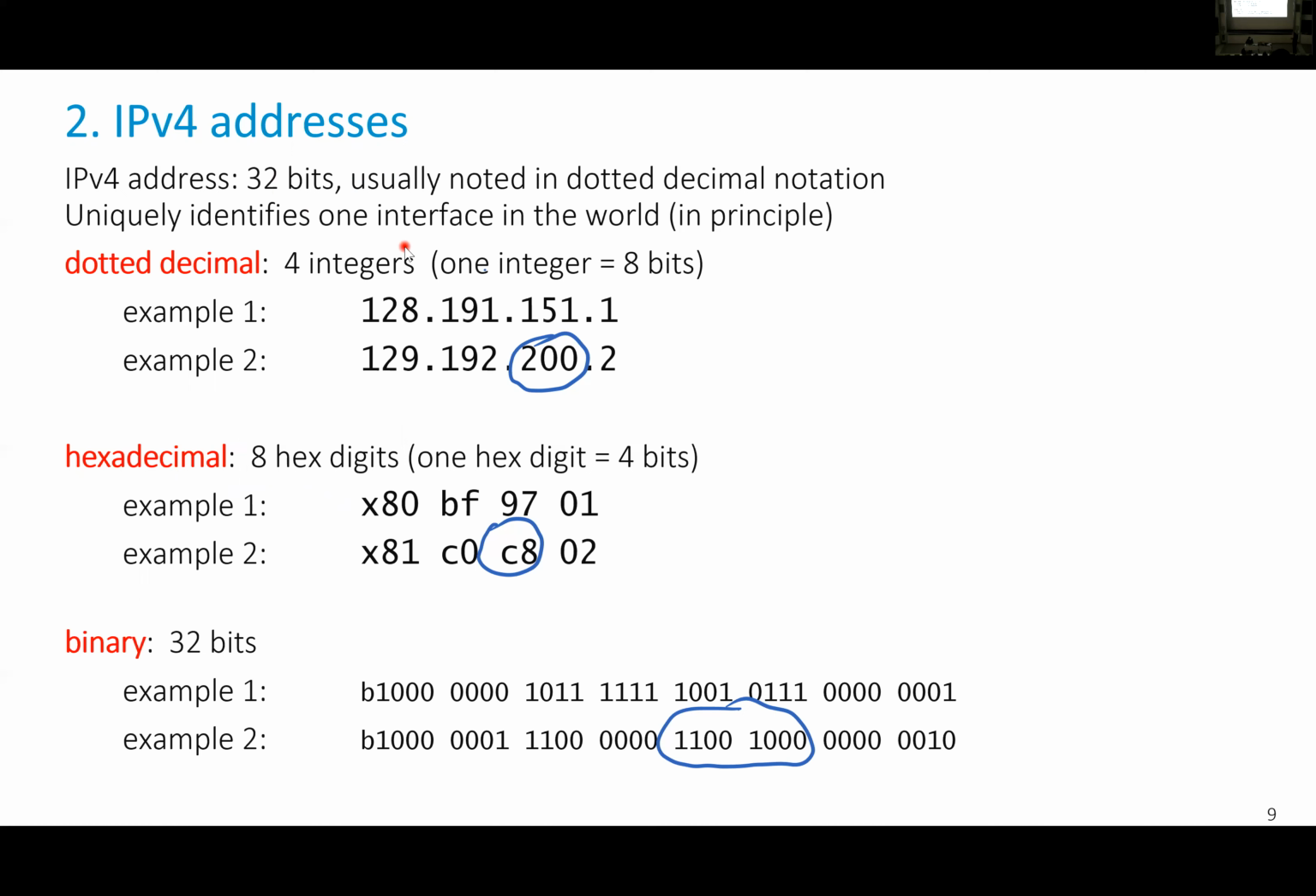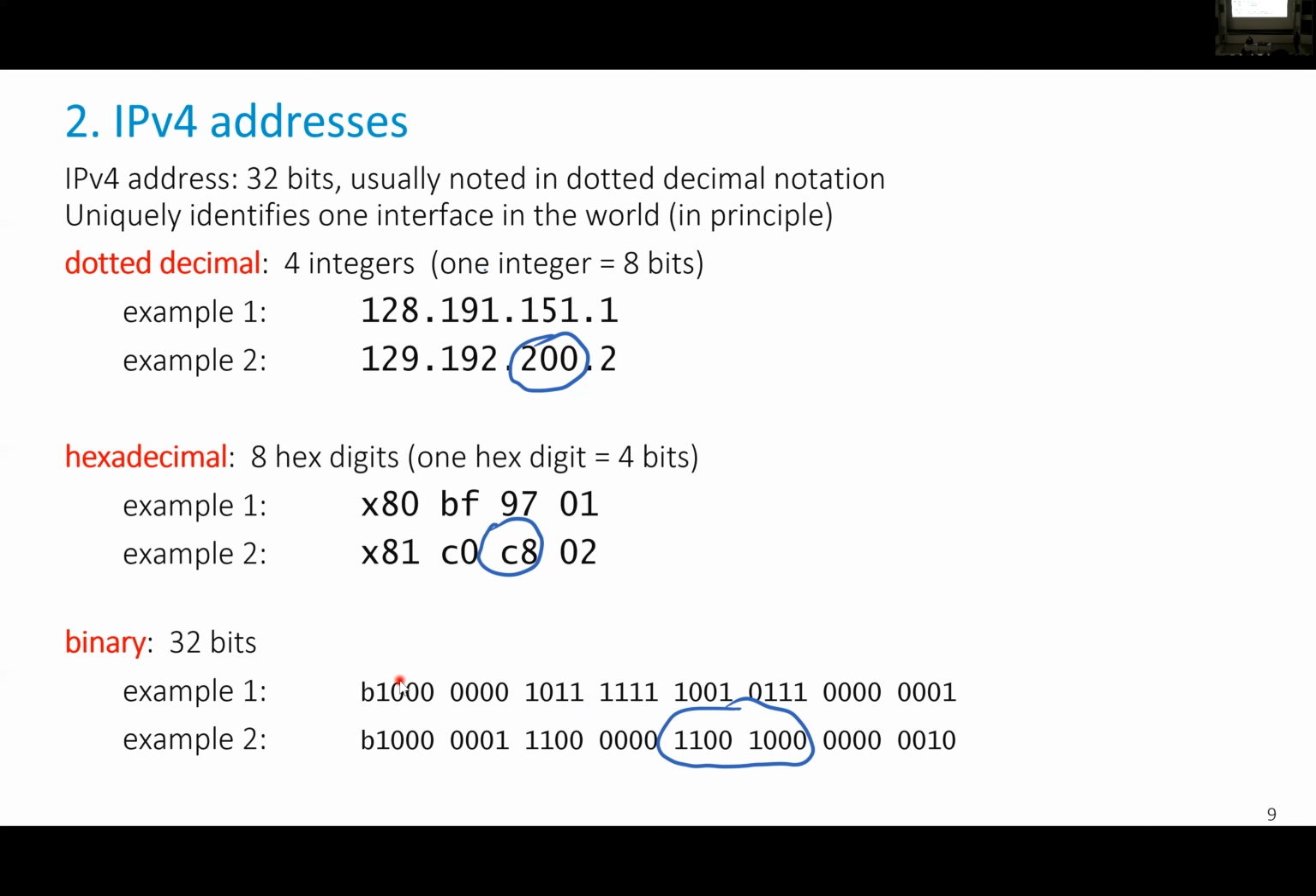IPv4 addresses, as we have discussed, are 32 bits. They are usually, not always, but usually written in dotted decimal notation, because when that was introduced in the 70s, people did not use hexadecimal digits very much. If we would reinvent it today, we would write it in hexadecimal. For example, this is one address, written in one or the other format. And if you want to look at all the bits, this is the bit string.